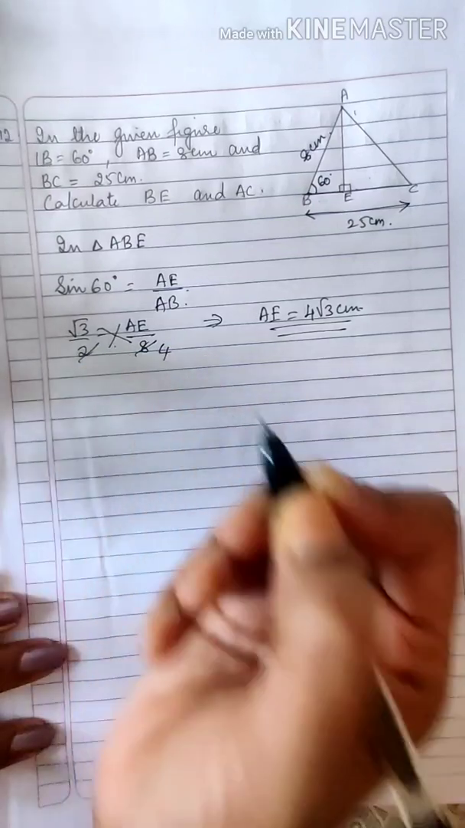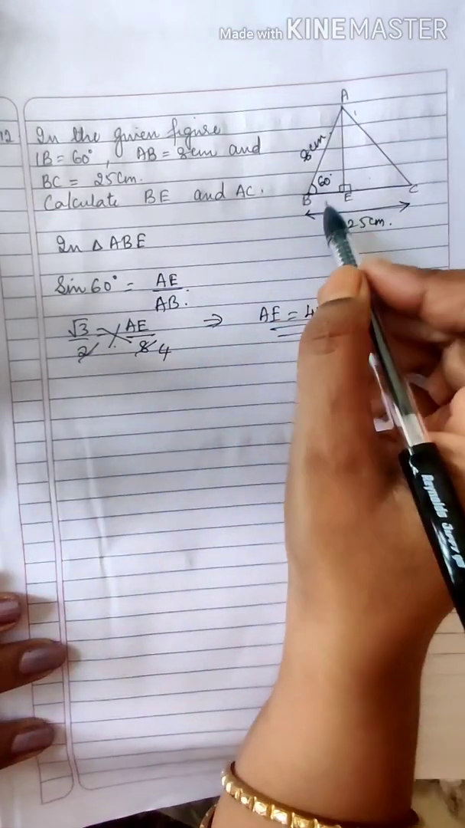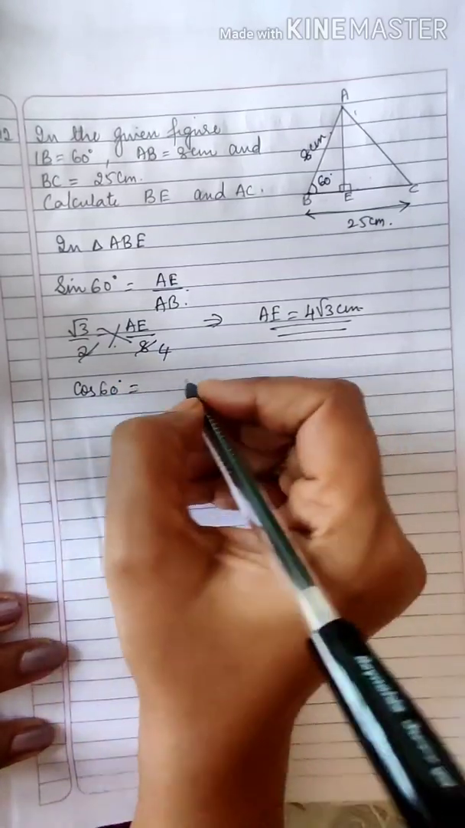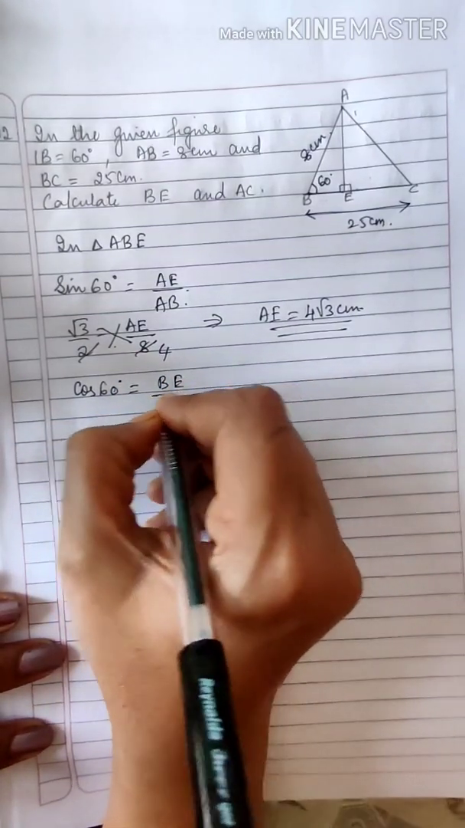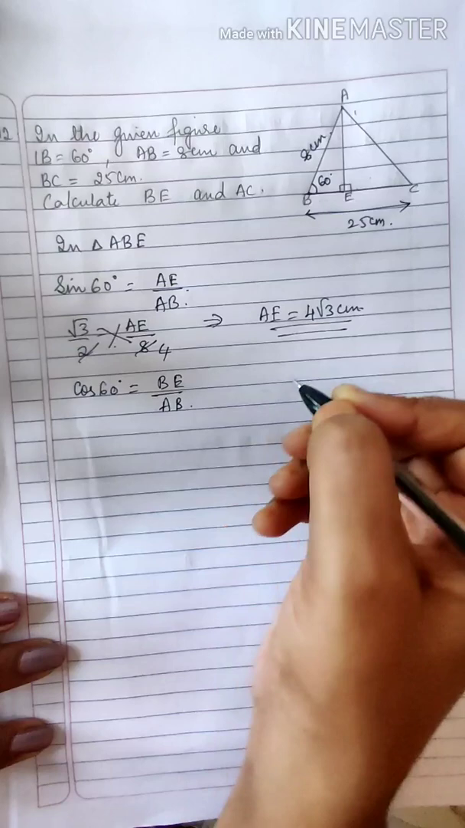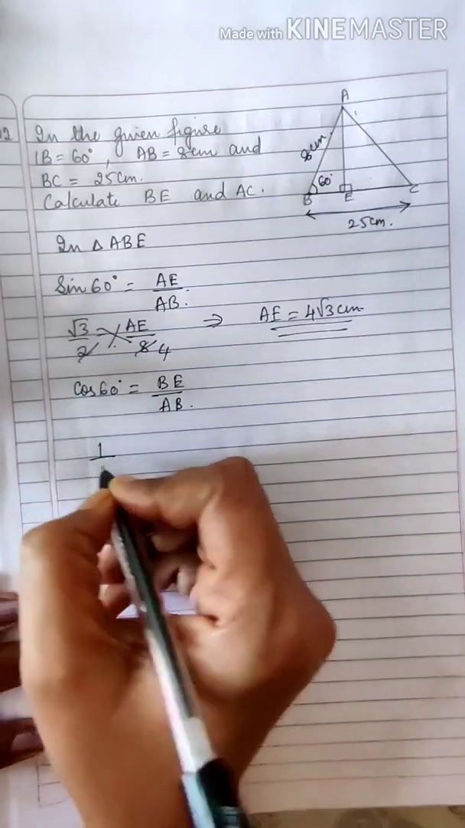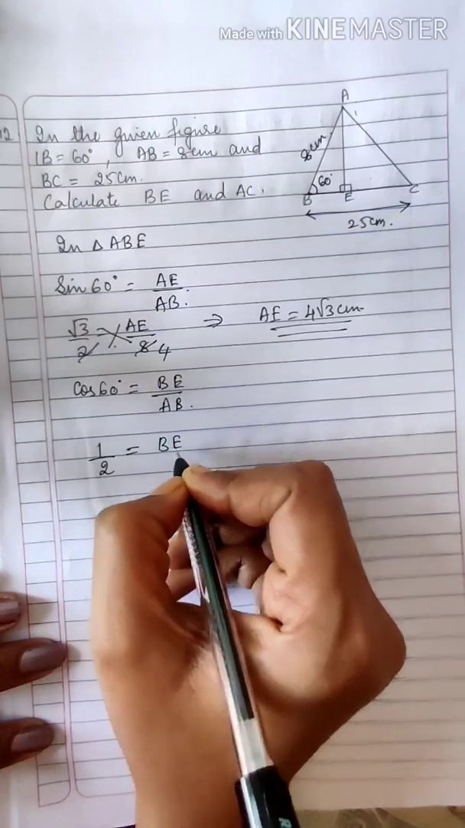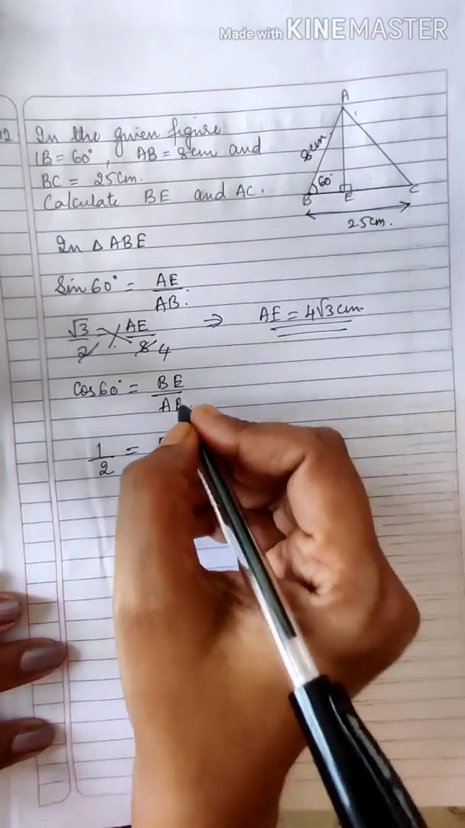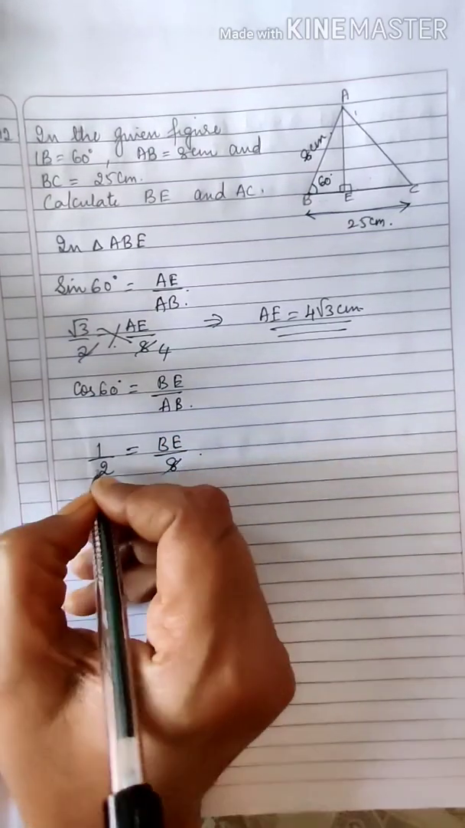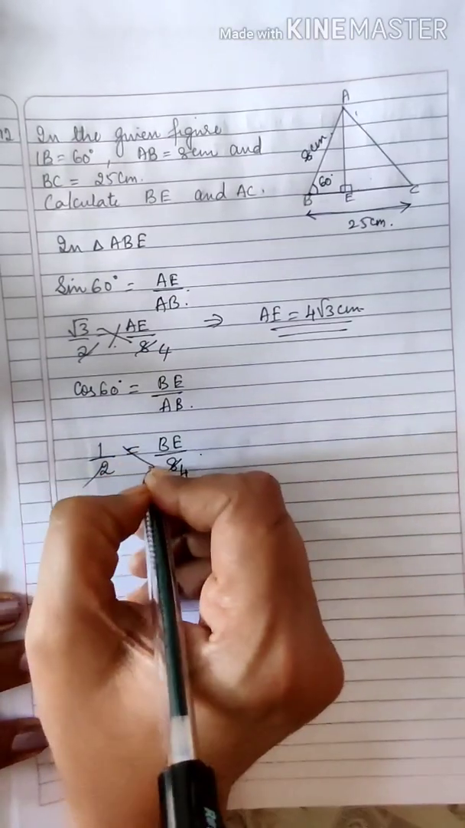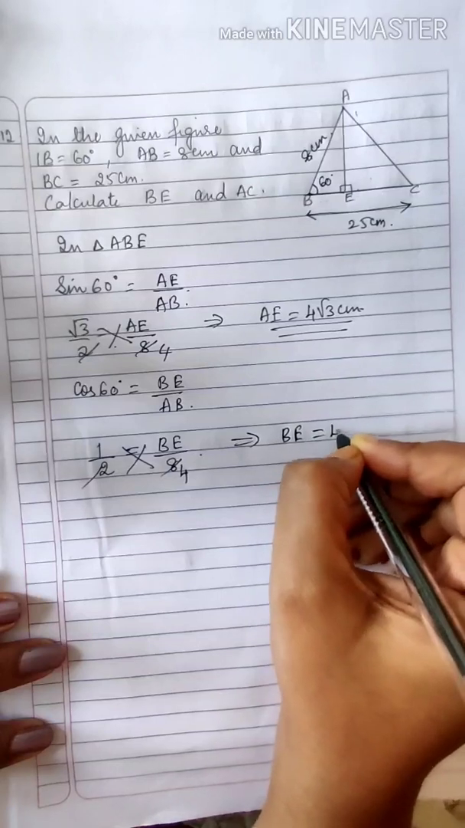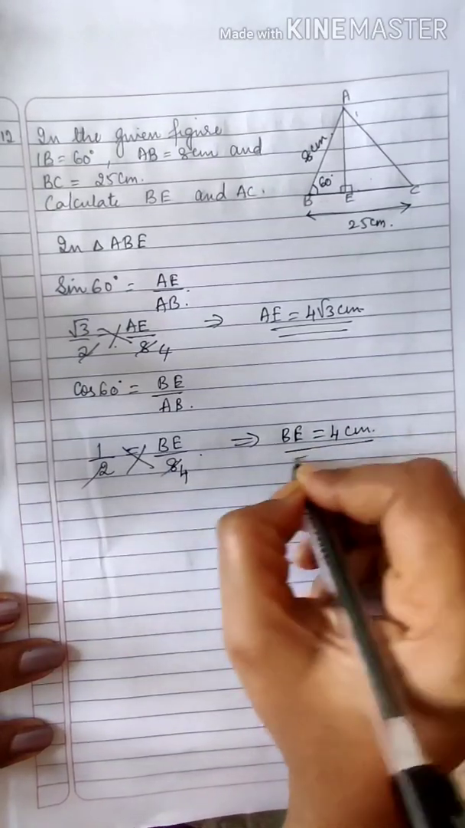Doing cross multiplication. And for the same triangle, if you use the cos ratio, cos 60 will be equal to BE upon AB. And you know the value of cos 60, which is 1 by 2, is equal to BE upon AB, which is 8. So, doing cross multiplication, BE is equal to 4 centimeters.